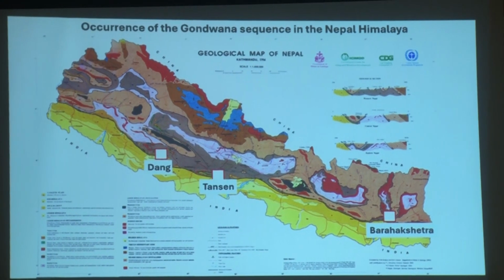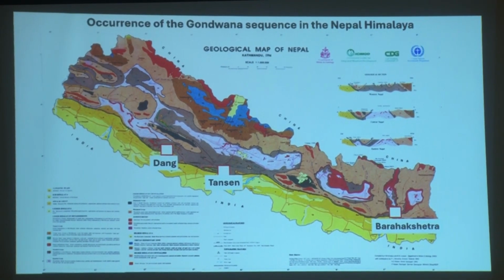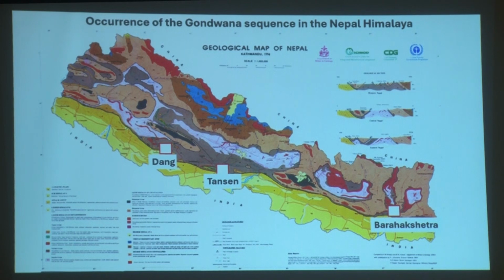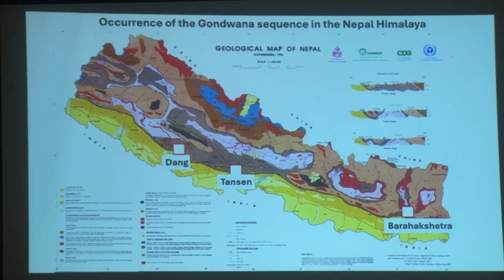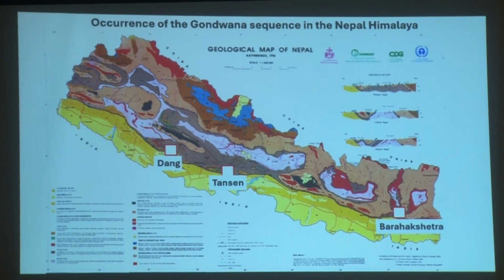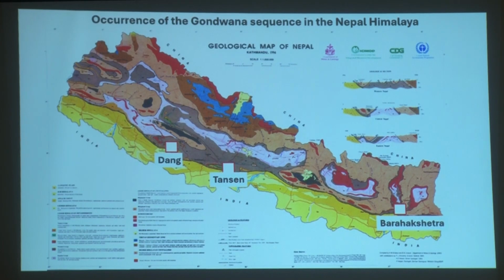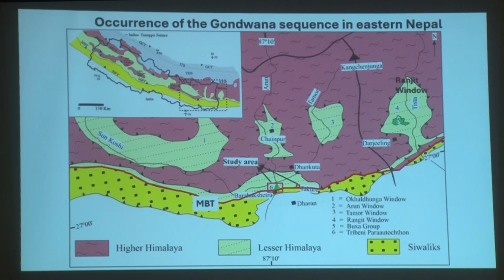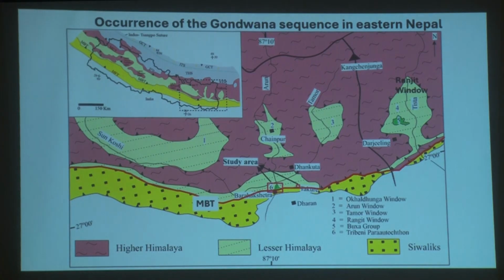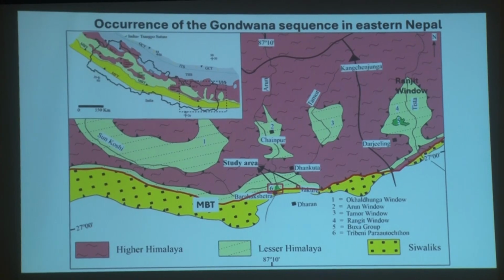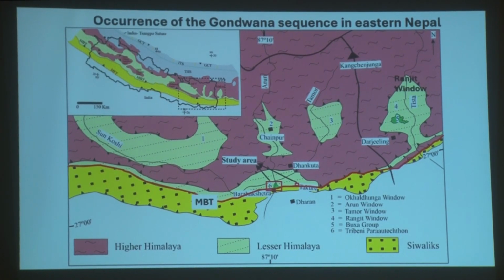In the case of the Nepal Himalaya, the rocks of the sedimentary Gondwana sequence can be observed as lithological patches within the rocks of the lesser Himalaya, and the major sections of the Gondwana sequence have been delineated as Dang, Tansen, and Barak. In the case of eastern Nepal, the lesser Himalaya consists of individual lithological patches of the Gondwana sequence. In this study, we are concerned with the Barak as well as Takure sections of eastern Nepal. The red boxes show the location of the study area.